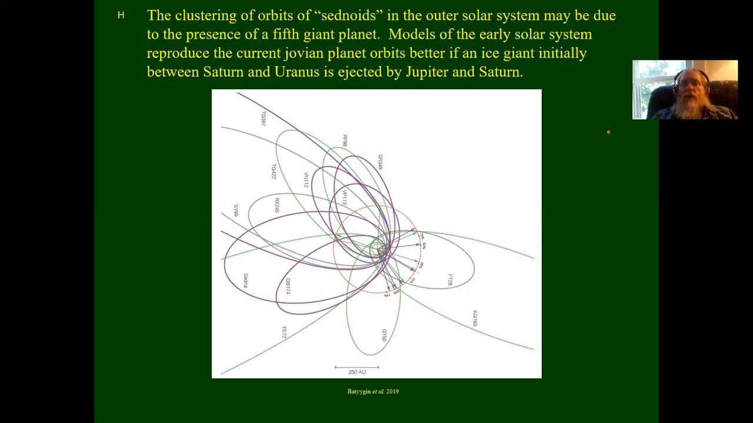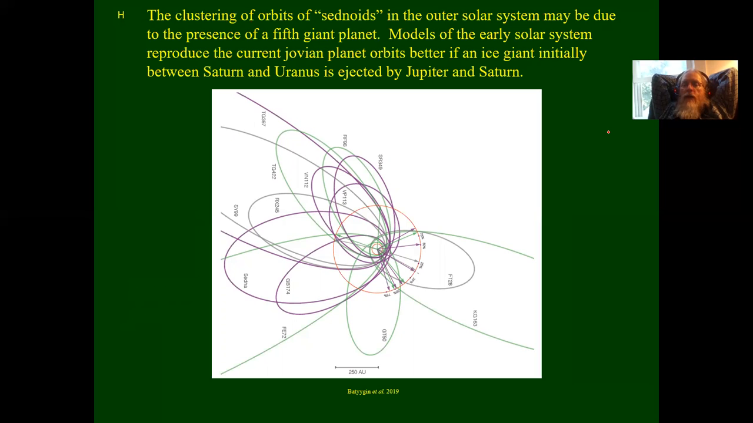Now, last lecture, we also talked about this clustering of orbits in some trans-Neptunian objects. Sedna is one of them, so that's why sednoids is kind of used to refer to these. And we indicated this might be due to the presence of a fifth giant planet out a good bit beyond Neptune. It turns out that models trying to start with some kind of early situation and see if you can get something that looks like the solar system we have now do a better job of giving the system we have now if we have a fifth giant planet in the system to begin with.